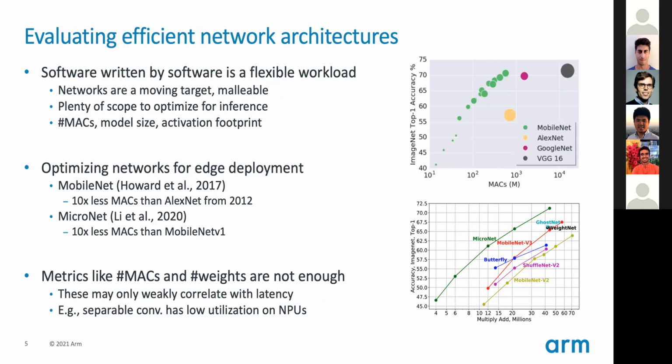Okay, so often we want to evaluate efficient network architectures. I spoke about this trend, and essentially, machine learning you can view as software written by software, in some perspective. So it can be a flexible workload. Neural networks are somewhat malleable.